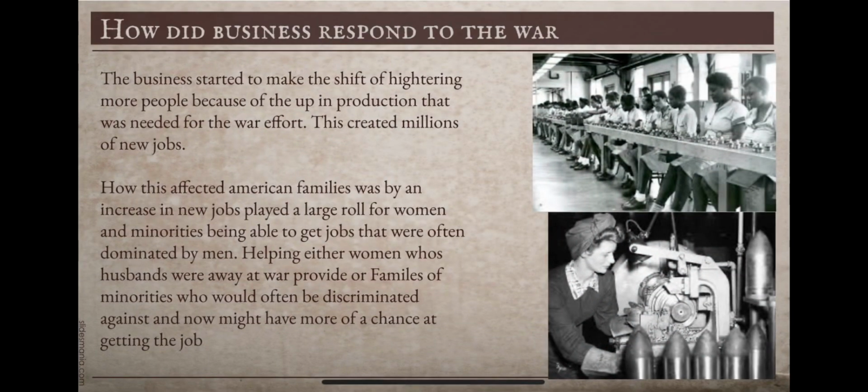Businesses started to make a shift in hiring more people because of the increase in production that was needed for the war effort. This created millions of new jobs. How this affected American families was by an increase in new jobs. It played a large role for women and minorities being able to get jobs that were often dominated by men, helping either women whose husbands were away at war provide for their families, or families of minorities that would have often been discriminated against and now might have more of a chance at getting the job.